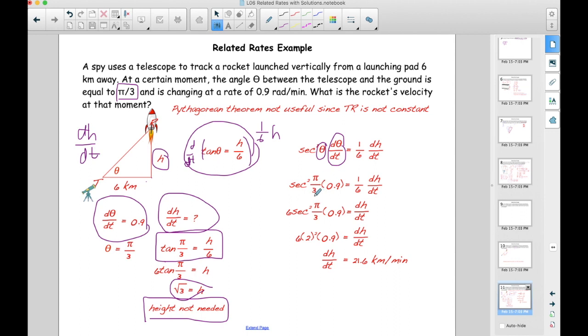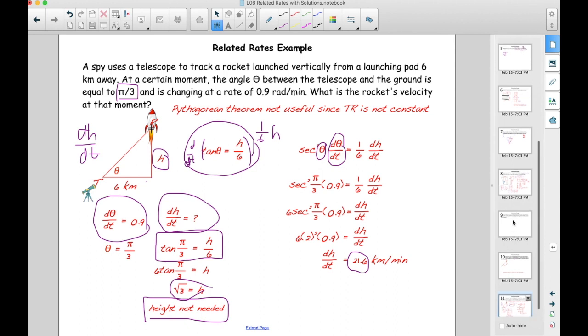So theta is pi over 3, d theta by dt is 0.9. So now cross multiplying, we have 6 secant squared of pi over 3 times 0.9 is dh by dt. The secant of pi over 3 is 2. So I'm going to now need to square that 2. So 2 squared times 6 times 0.9 gives us 21.6. So dh by dt is 21.6 kilometers per minute.